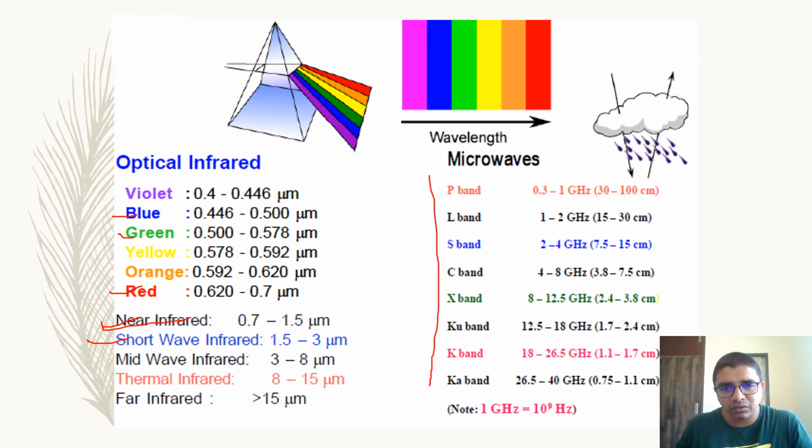Then comes the microwave range. It has so many bands, starting from 1 mm and going up to the 1 meter range. So this is a very high wavelength and can remove the cloud cover and give a clear picture about the study. Okay, so this is about today's lecture.